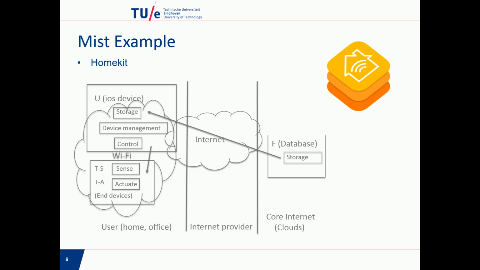Apple HomeKit is one IoT architecture which mainly uses this deployment approach. HomeKit stores all data generated by devices in the user's iOS devices. Then, the user's iOS devices can also download the data from the Apple Cloud database.